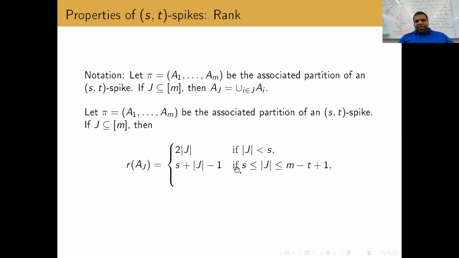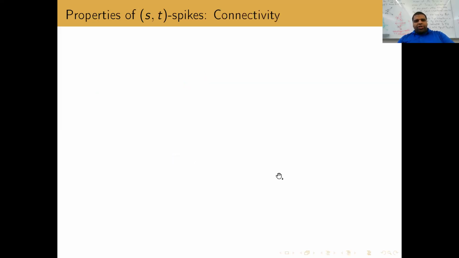And you can work out that if the size of J is between S and M minus T plus 1, then the rank is going to be S plus the size of J minus 1. And then, of course, at some point, you span the entire matroid. And so the rank is going to be the rank of the matroid, which is M plus S minus T. We also know how to compute the connectivity function for these unions of pairs here.